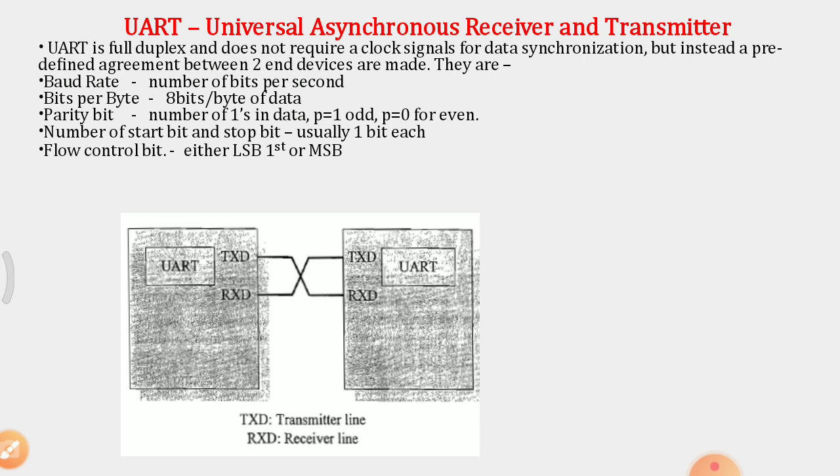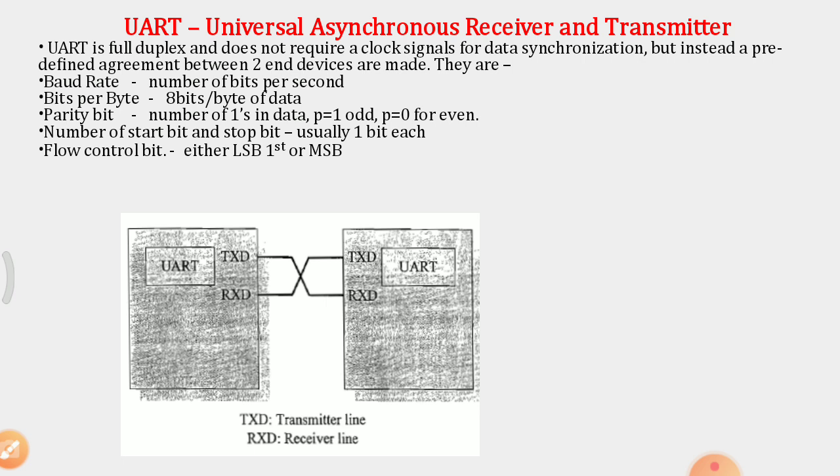So a parity bit is added to the 8-bit data, and the baud rate is also agreed along with the 8-bit data. Then the number of start bits and stop bits, usually 1 bit each. A start bit is appended at the beginning of the data and a stop bit is appended at the end of the data. A flow control bit decides whether the least significant bit is the first bit or the most significant bit is the first bit.